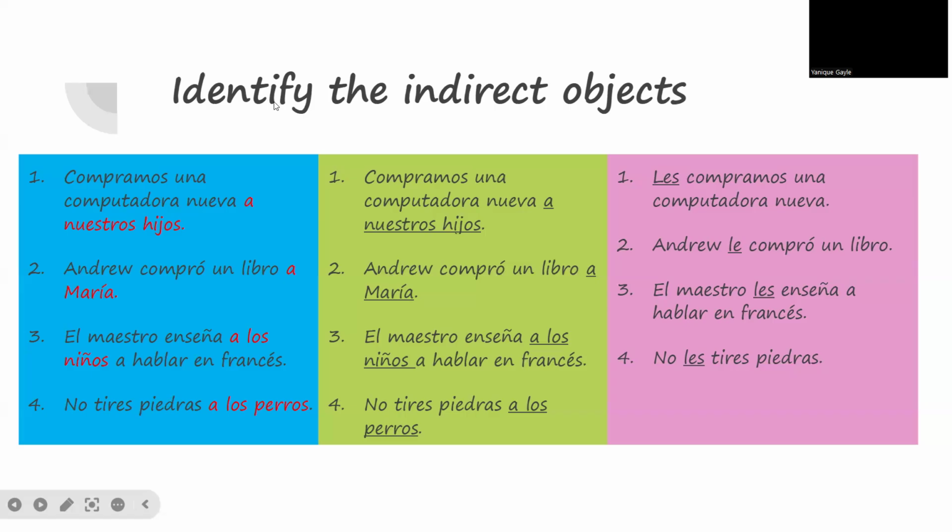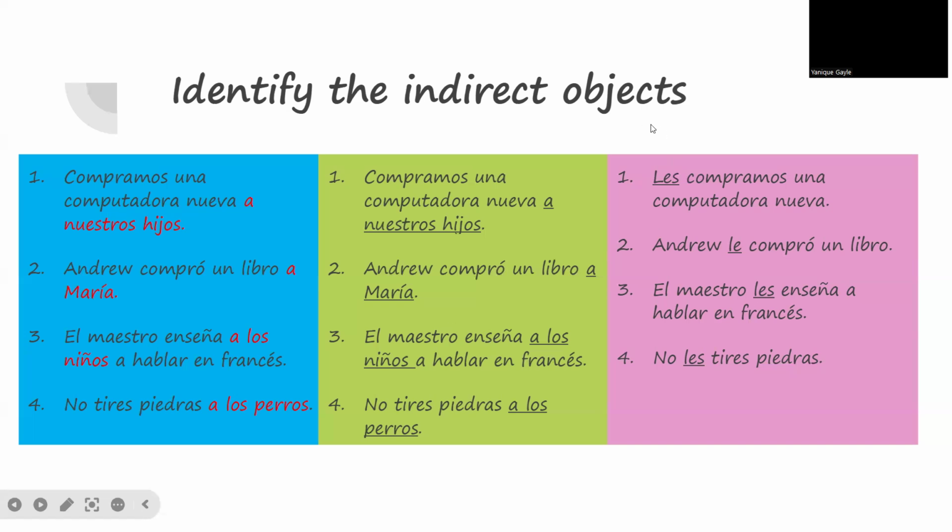So this is how we identify the indirect object pronouns in the sentence. It normally answers the question who. Who is receiving the action in the sentence? Not what, because what would be the direct object, but who is receiving the action in this case. So that would be it for the indirect object pronoun.